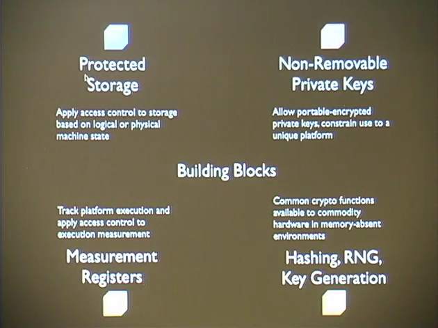So let's get into the building blocks of what makes up a TPM. It's a physical chip, so it contains such building blocks as a cryptographic processor. So we are able to perform certain cryptographic functions, hashing. The TPM includes protected storage, it includes non-removable private keys, as well as measurement registers. And these measurement registers are kind of integral to the discussion of a TPM and the understanding of it.